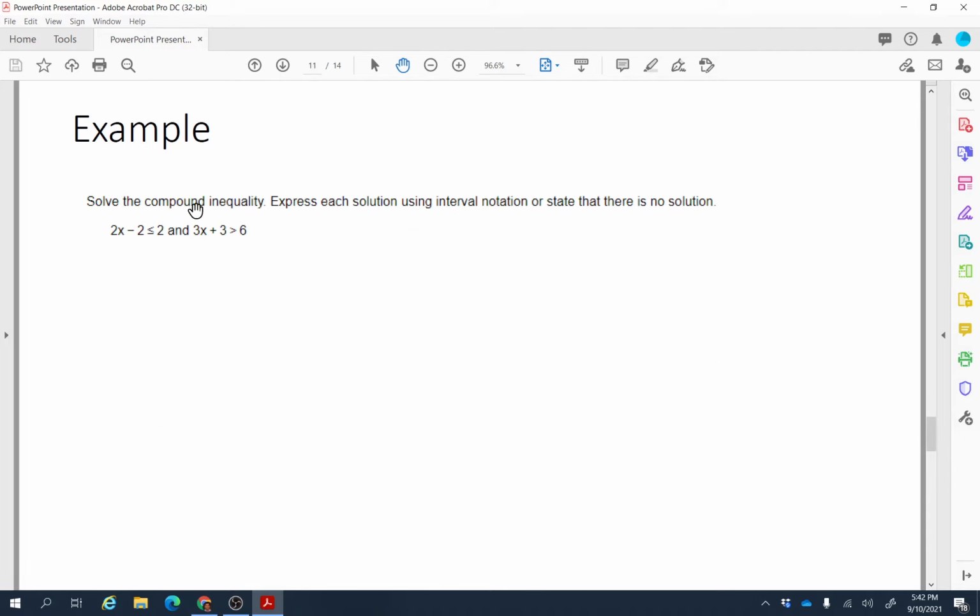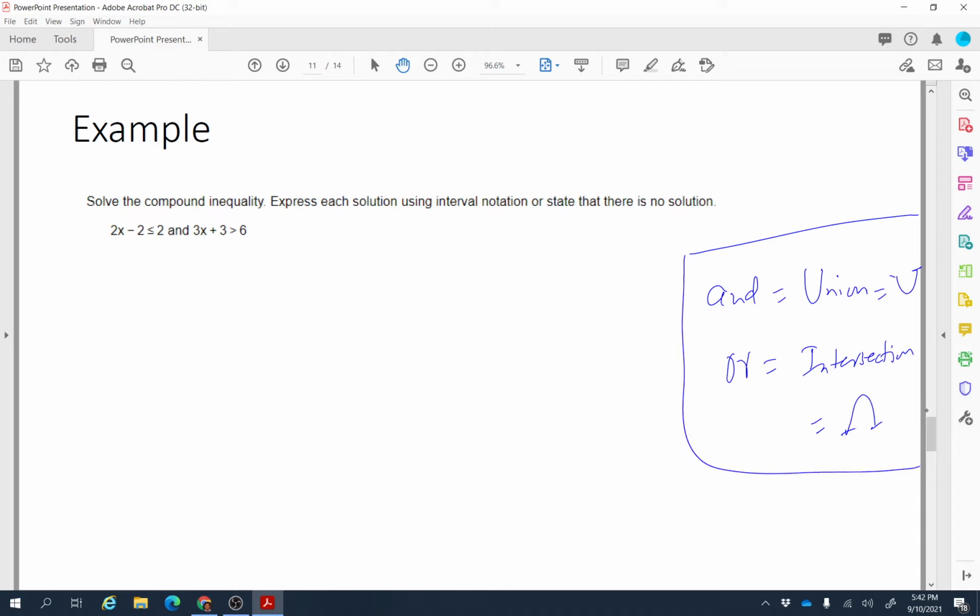Okay, so this is called a compound inequality, because as you can see there is a linear inequality on the left side and another linear inequality, and they are combined by AND. So basically we solve each linear inequality individually, and to find the final answer, it depends on the word we are given, AND or OR. We take the union of the solutions we find individually, or the intersection.